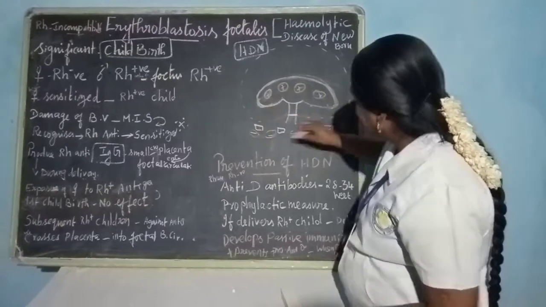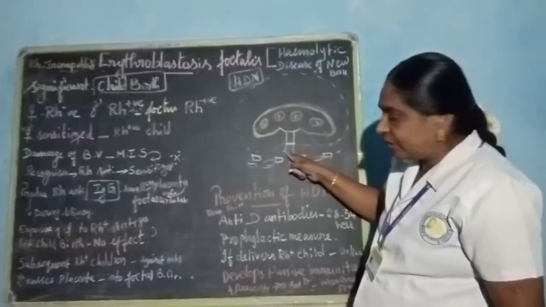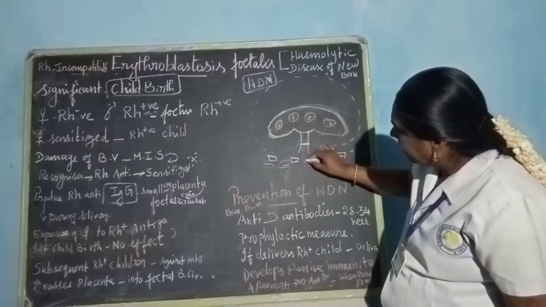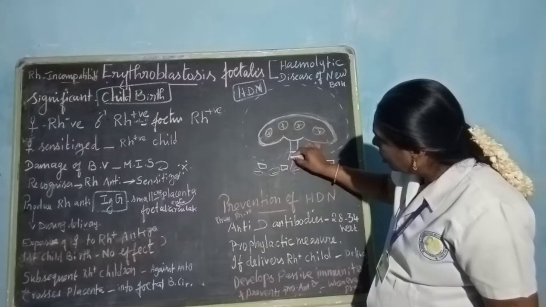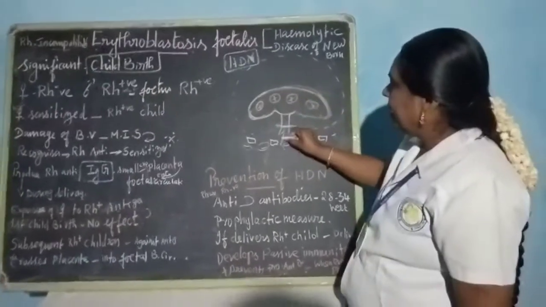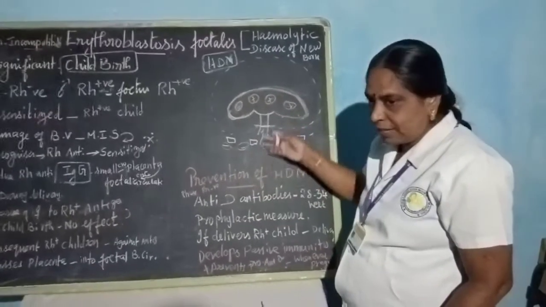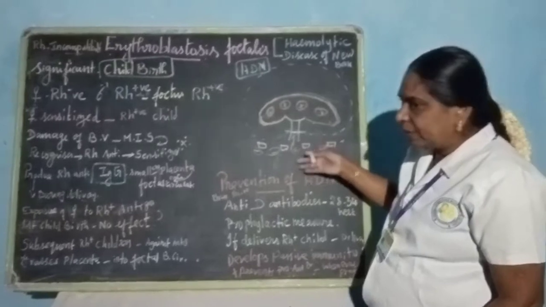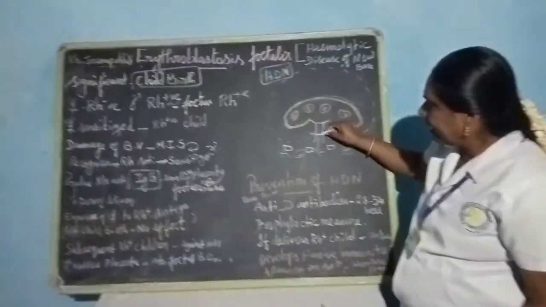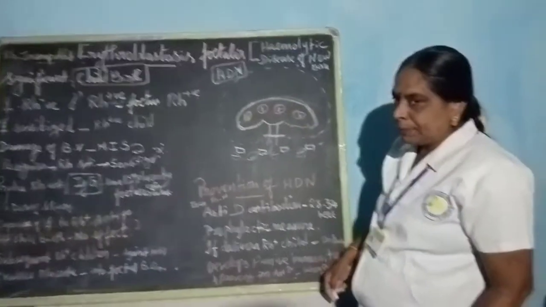The antibodies are produced when? During the childbirth, the first delivery. When they try to go towards, imagine this is the placenta, but they can't enter the placenta because the delivery happens. It happens only during the delivery, so there is no chance of entering inside. It does not pass across the placenta.